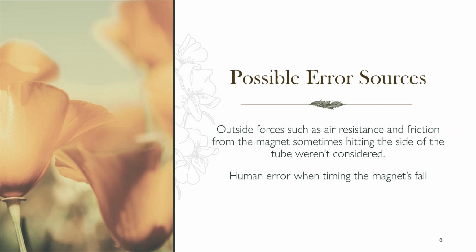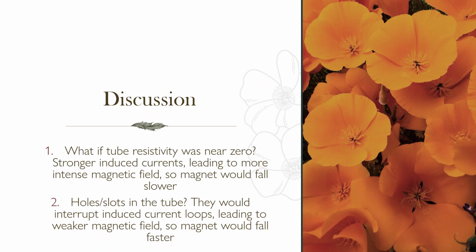Possible sources of error in this experiment: we didn't include things like air resistance and also friction from sometimes the magnet hitting the side of the tube, so that could be factored in. Also, the magnet's fall was timed using me and the timer app on my phone, so of course that could lead to human error. Finally, the discussion questions.